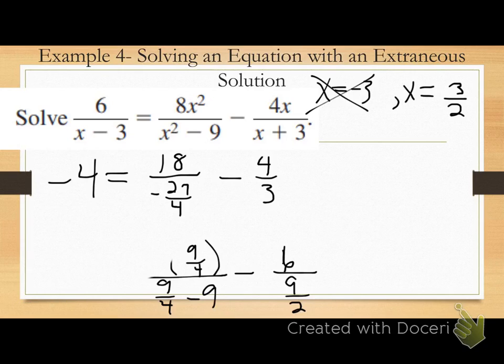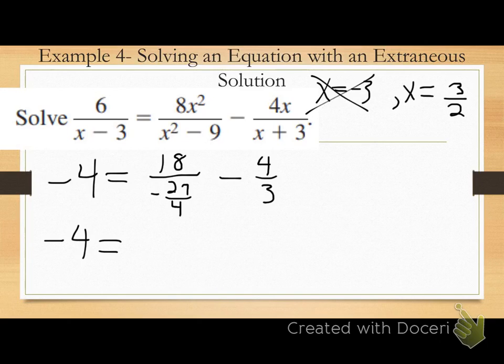Erase down here now. Negative 4 equals, I've got 18 divided by negative 27 fourths. What does that give me? 18 divided by negative 27 fourths is negative 8 over 3.